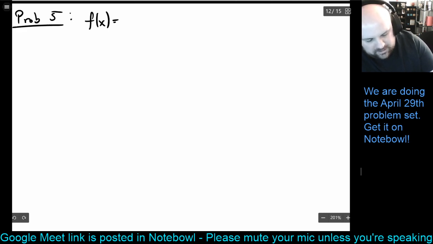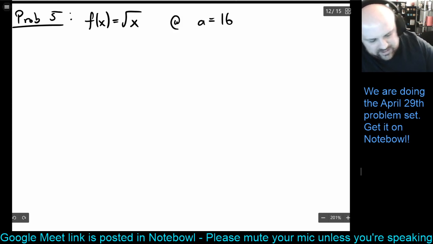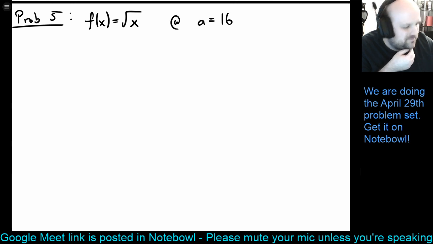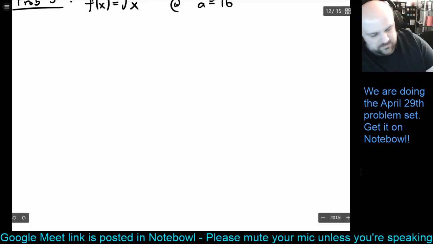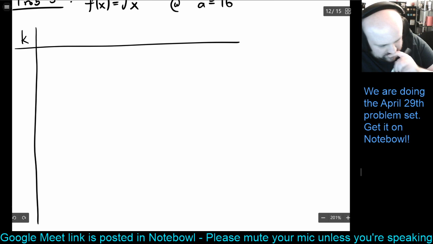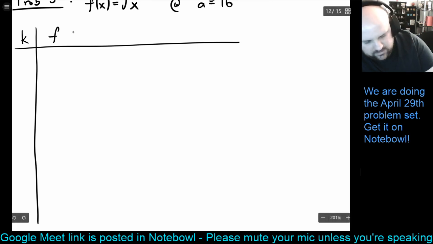I thought it would work out nicer than it did, but it's a little tricky. We want to find the Taylor series for this centered at 16. I made the chart earlier, and you get some pretty interesting things here.